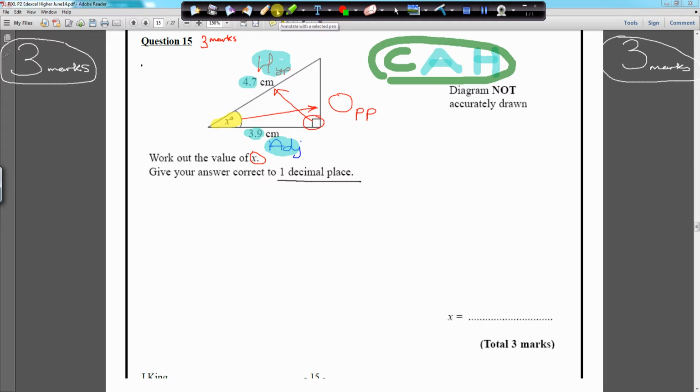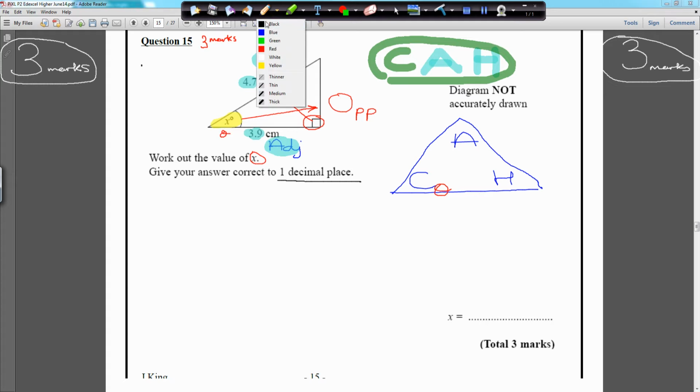So without any further delays, quickly get that sorted. So we have our little formula triangle. We do SOHCAHTOA. I'm just going to do the CAH. That's how we write it, CAH. And the angle is angle theta, which is this angle here, x. Okay, now let's go back.